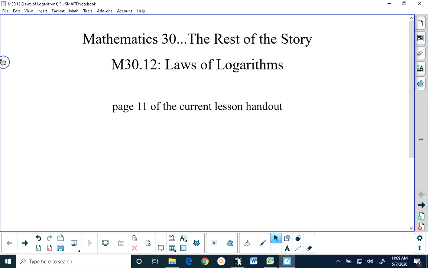Happy Friday. We're looking today at lesson 30.12, which deals with the laws of logarithms. This lesson can be found on page 11 of your current lesson handout. As we move forward here, it's very important that you have a really good grasp of the previous lesson. So if you are still struggling with the meaning of a logarithm or some of the questions from the previous lesson, it's important that you get that cleared up before you worry about this lesson.